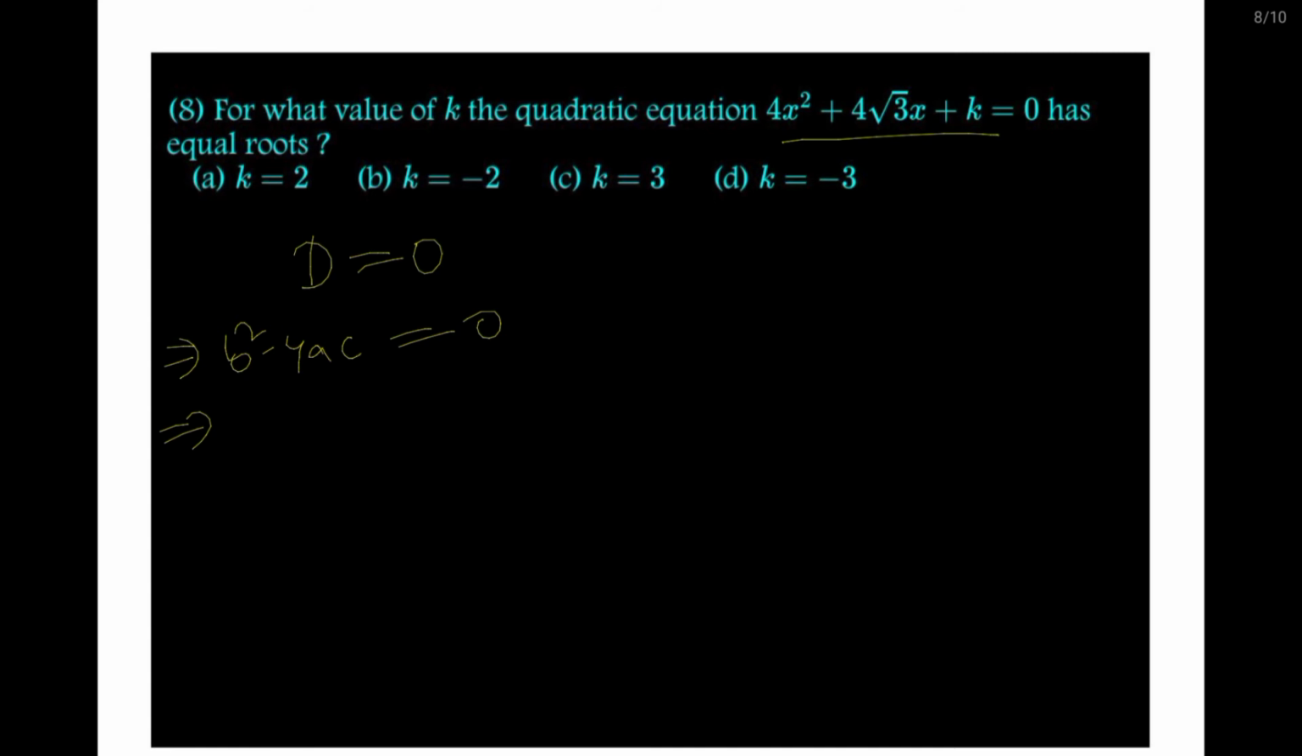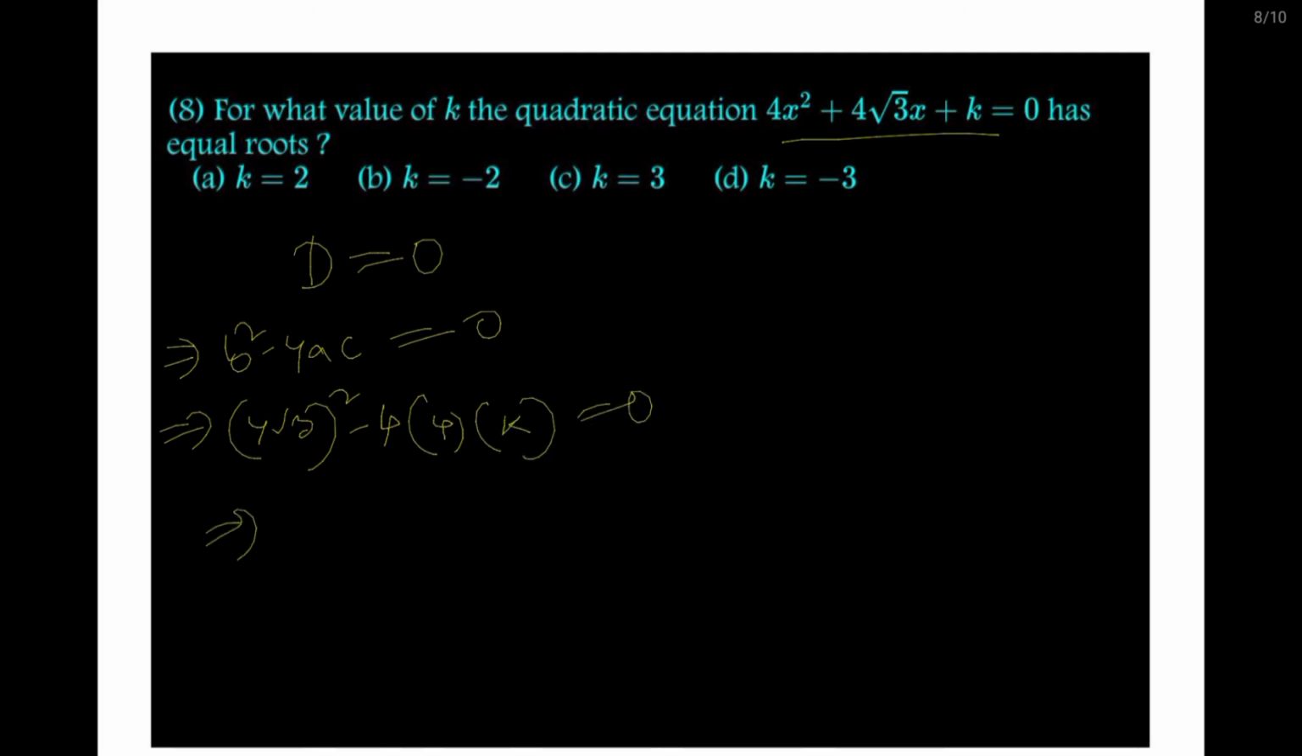Okay, so we'll be putting b square minus 4ac. So b will be our 4 root 3 here. Here you can see that 4 root 3 is b, and it will be squared, minus 4ac. 4a is nothing but 4, and c is nothing but k itself, is equal to 0.